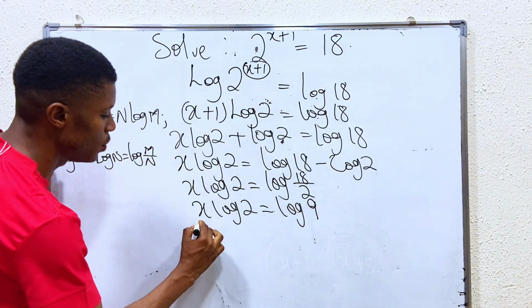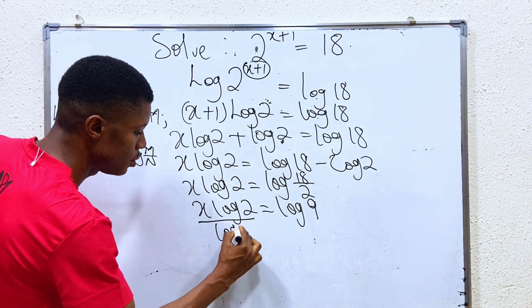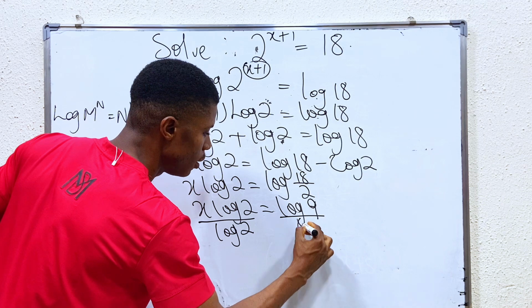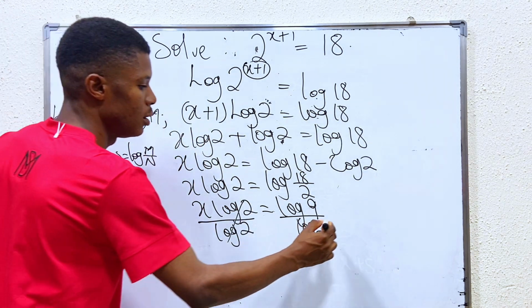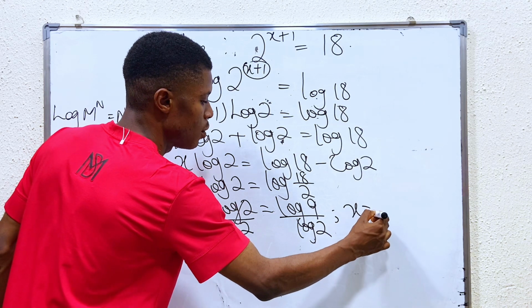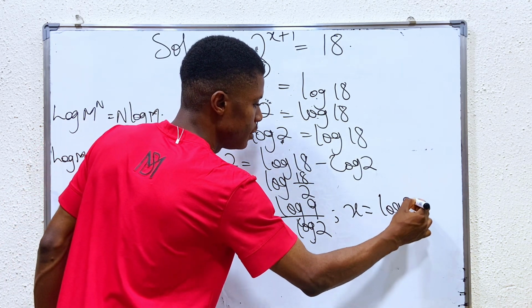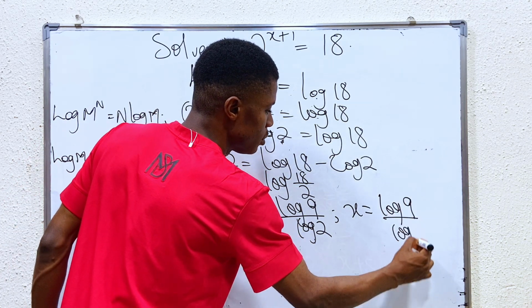To get the x, we divide through by log 2 and we divide through by log 2. If we divide by log 2, what do we have? We have that x is equal to log 9 over log 2.